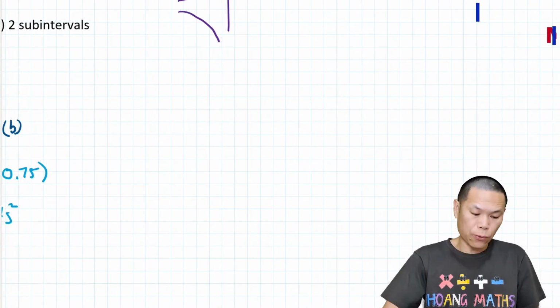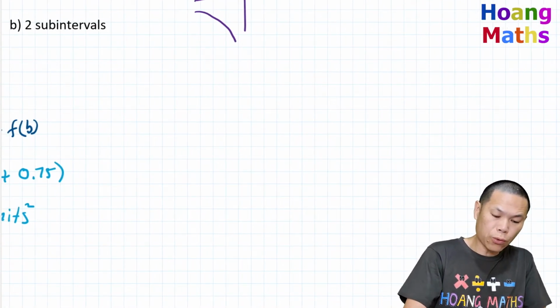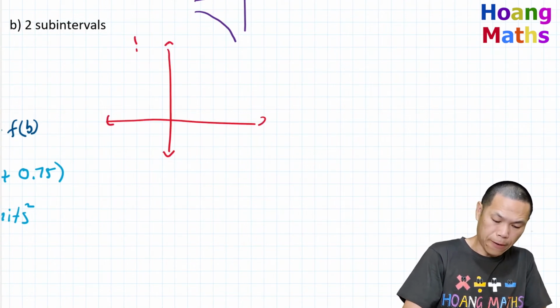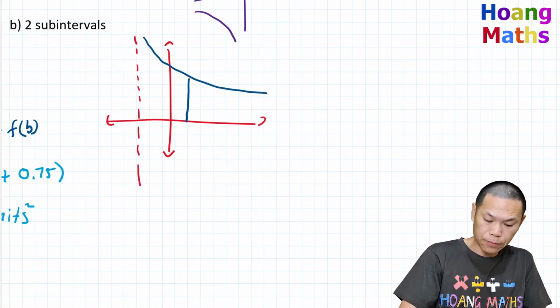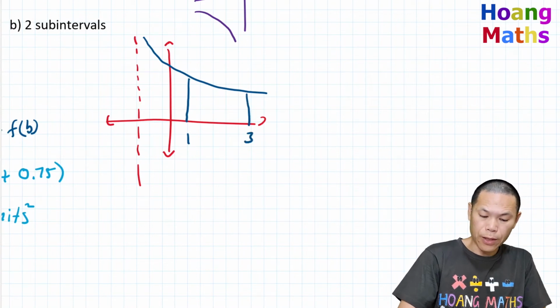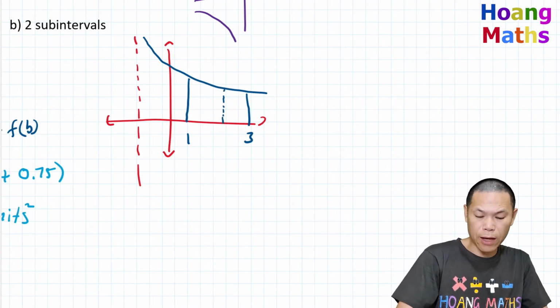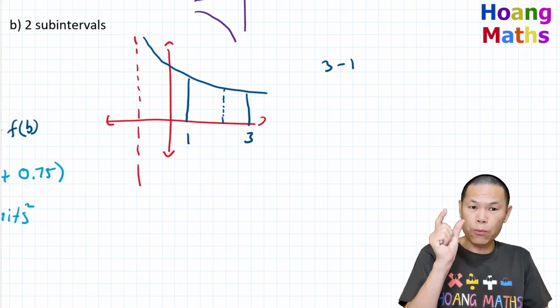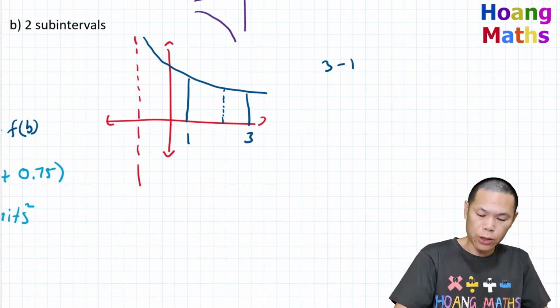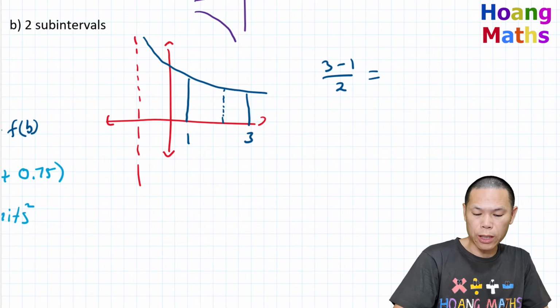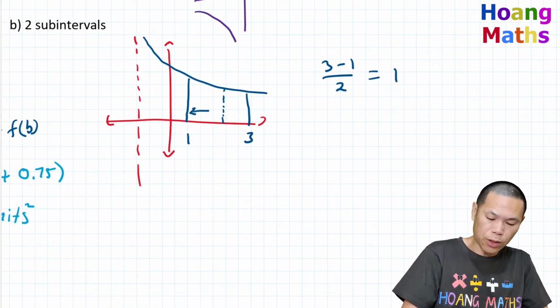So 2 sub-intervals, okay, for part B. So let me just quickly sketch the graph first. This time, I just draw the top half. So the graph is, I just draw like this. So that is 1, and this is 3. And we need 2 sub-intervals, that is 2 strips. To work out the x value, we go 3 minus 1 because we want to find the width of the strip. So from 1 to 3 is 2 units. Then we divide by 2 because 2 strips. So that gives me 1. So that means the width of the strip is 1.